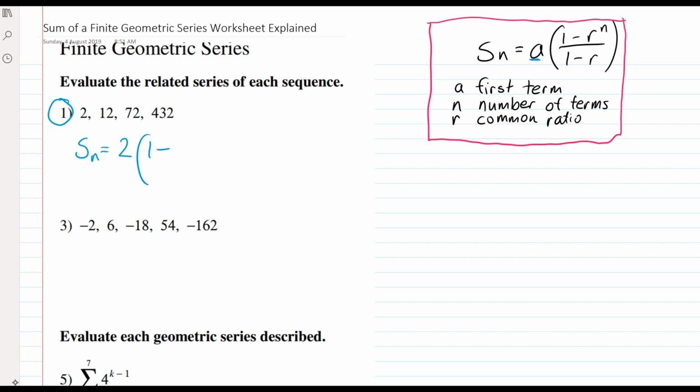minus, now a common ratio here is 6, because 12 divided by 2 is 6, 72 divided by 12 is 6, and 432 divided by 72 is also 6. So 6 goes there in our R place, and then there's 1, 2, 3, 4 terms. So 4 goes up there. And that's over 1 minus our R again, which is also 6.